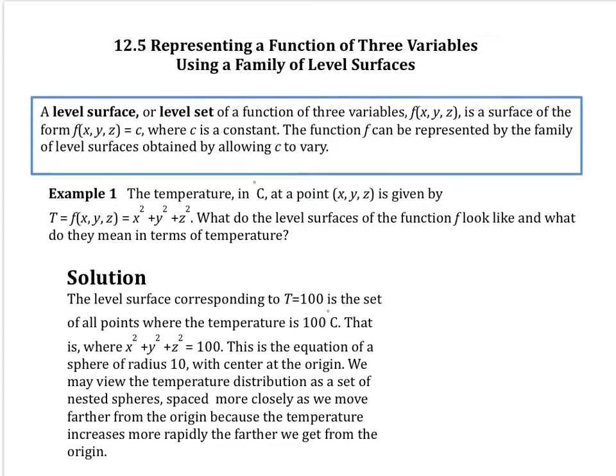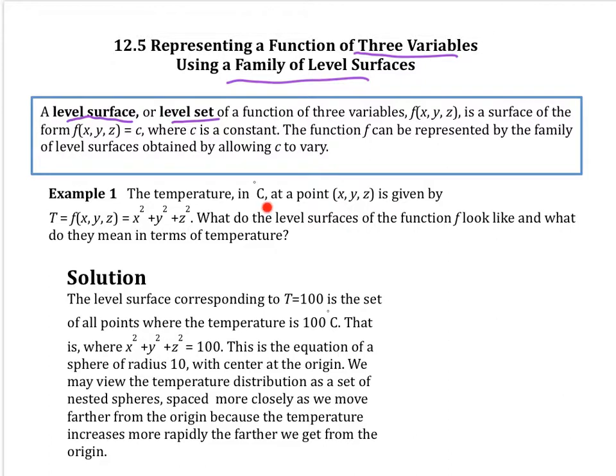Now we want to deal with representing a function of 3 variables using a family of level surfaces. We're using 3 dimensions to represent 4 dimensions in some respects. With this, we have a level surface or a level set of a function of 3 variables, f of x, y, and z, in the form f of x, y, z is equal to c, where c is a constant. We're going to take this function and set it equal to a bunch of c values. The function f can be represented by the family of level surfaces obtained by allowing c to vary. It's exactly the same as what we just did, except now we're one more dimension up.